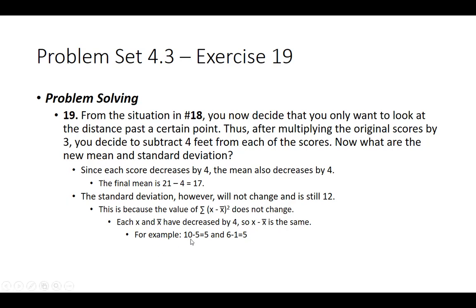So for example, if there were originally 10 and 5, 10 minus 5 is 5. Decrease them both by 4. 10 minus 4 is 6. 5 minus 4 is 1. 6 minus 1, still 5. So when we're multiplying, both the mean and the standard deviation change by the same factor. But when we add or subtract, the mean changes, the standard deviation does not.